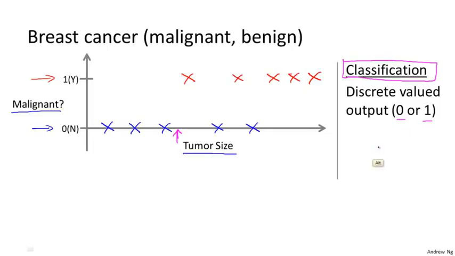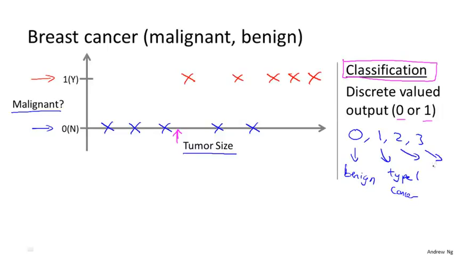As a concrete example, maybe there are 3 types of breast cancers, and so you may try to predict a discrete value output 0, 1, 2, or 3, where 0 may mean benign tumor, so no cancer, and 1 may mean type 1 cancer, whatever type 1 means, and 2 may mean the second type of cancer, and 3 may mean the third type of cancer. But this would also be a classification problem because there's a discrete value set of outputs corresponding to no cancer, or cancer type 1, or cancer type 2, or cancer type 3.